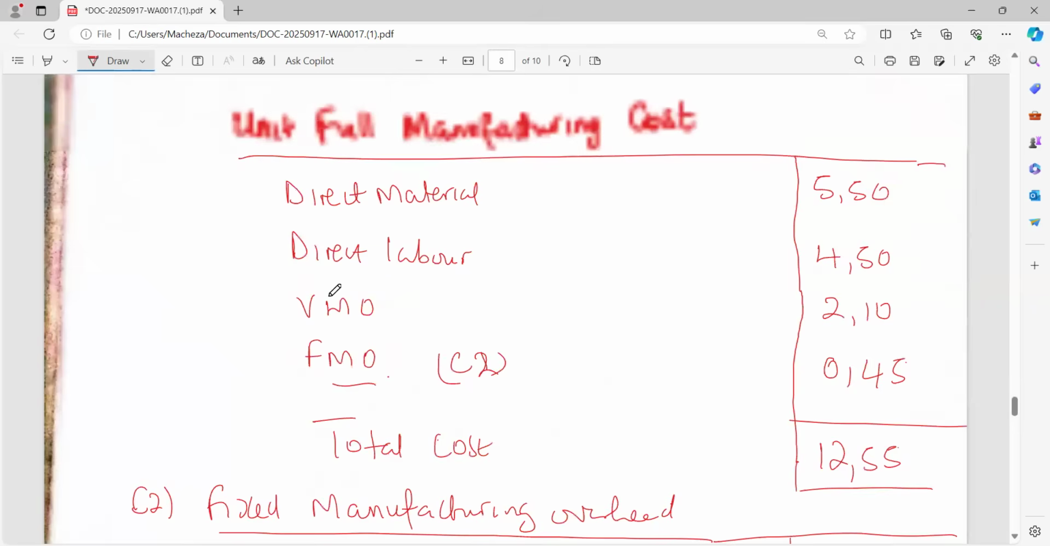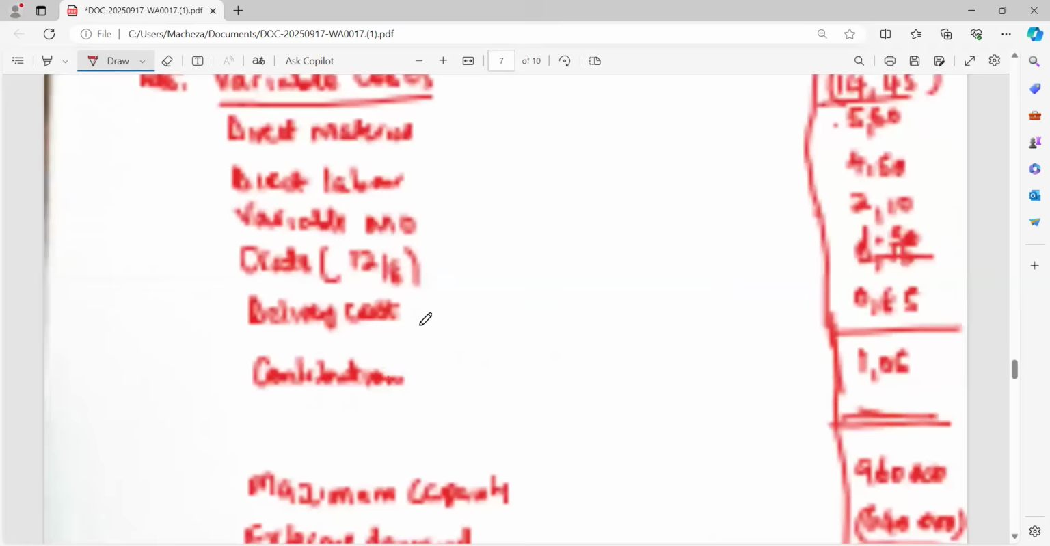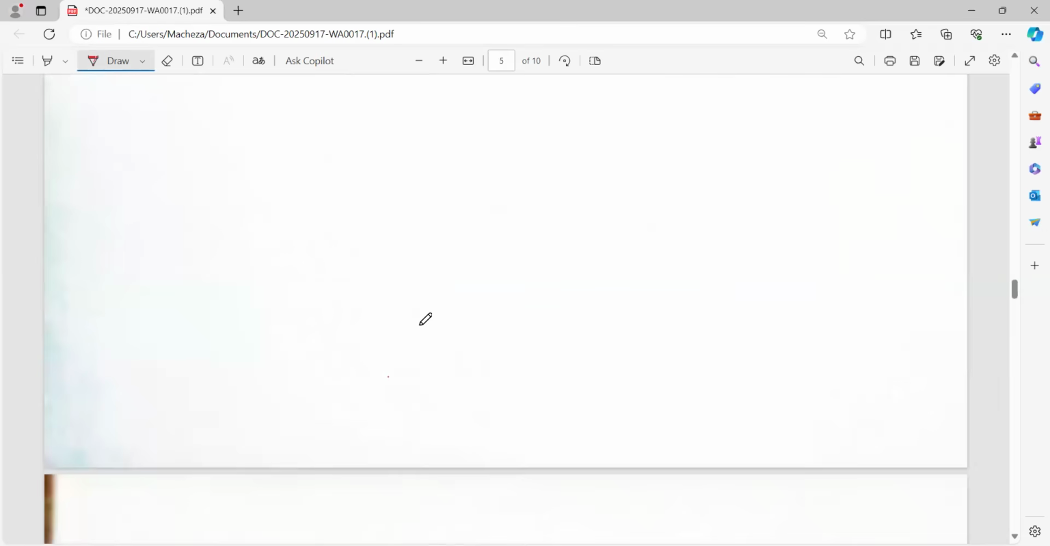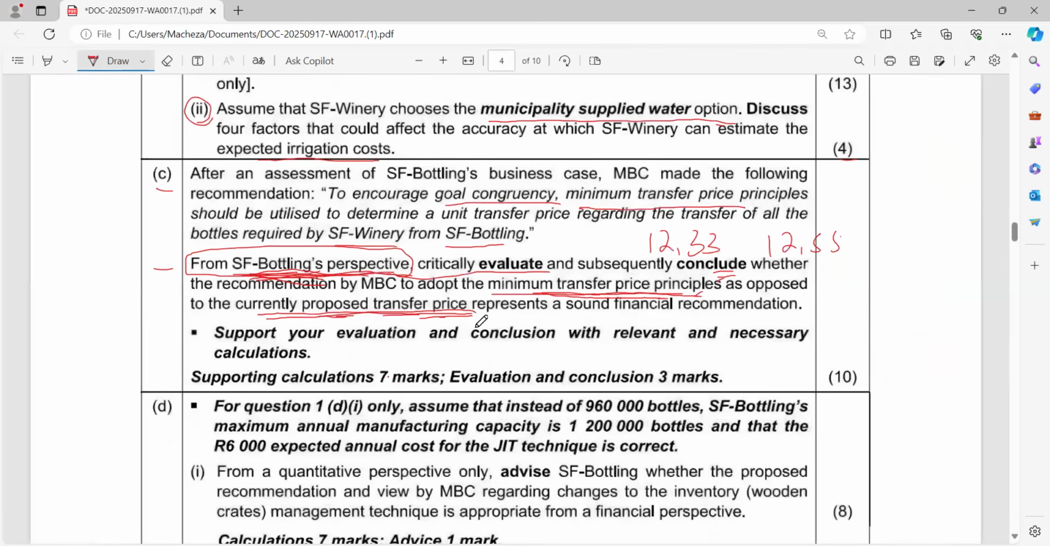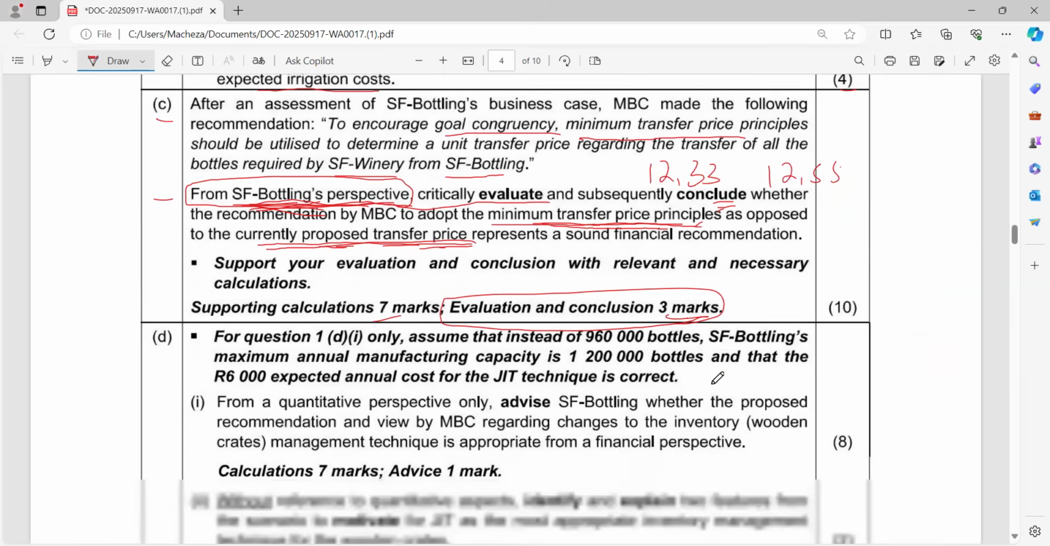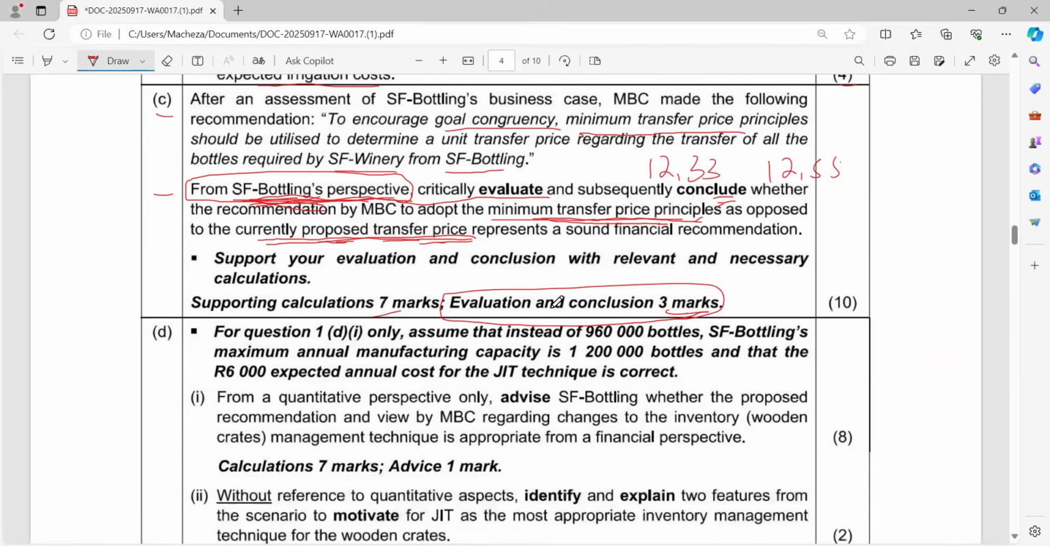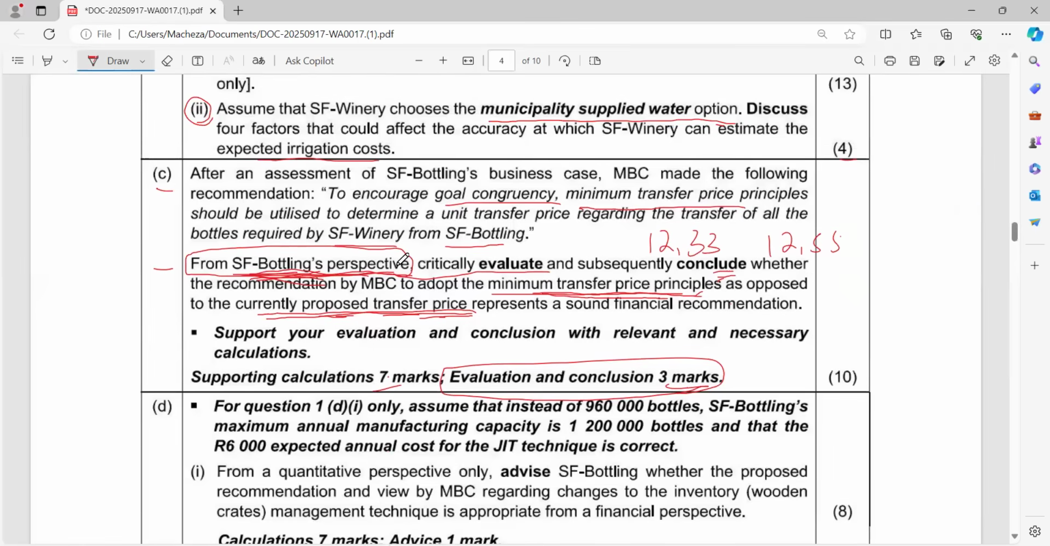But like I always say, that comment is 1 mark. Even if you get lost on commenting here, there are 3 marks on evaluation and conclusion. So 7 marks for calculation. If you have done your calculation right, you can get 6 from the calculation, then maybe 1 from whatever recommendation you are going to make. So that's basically how we should answer.